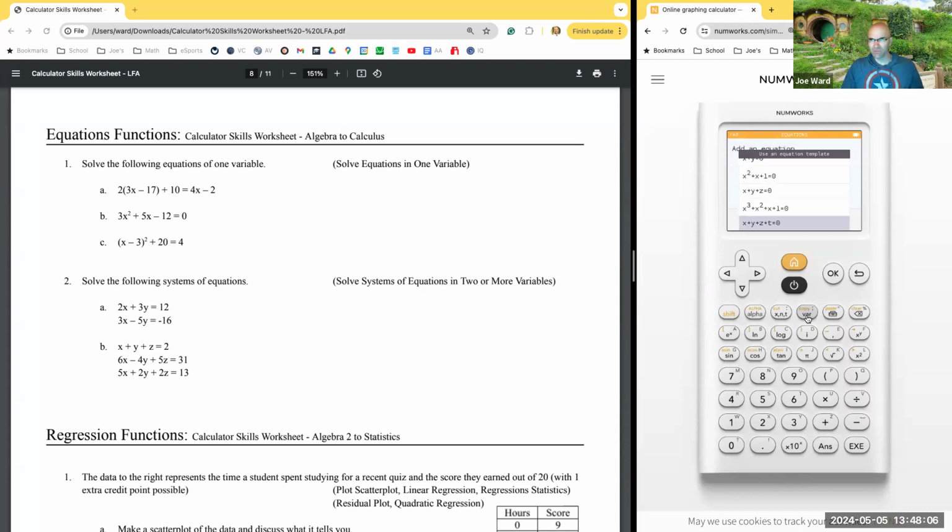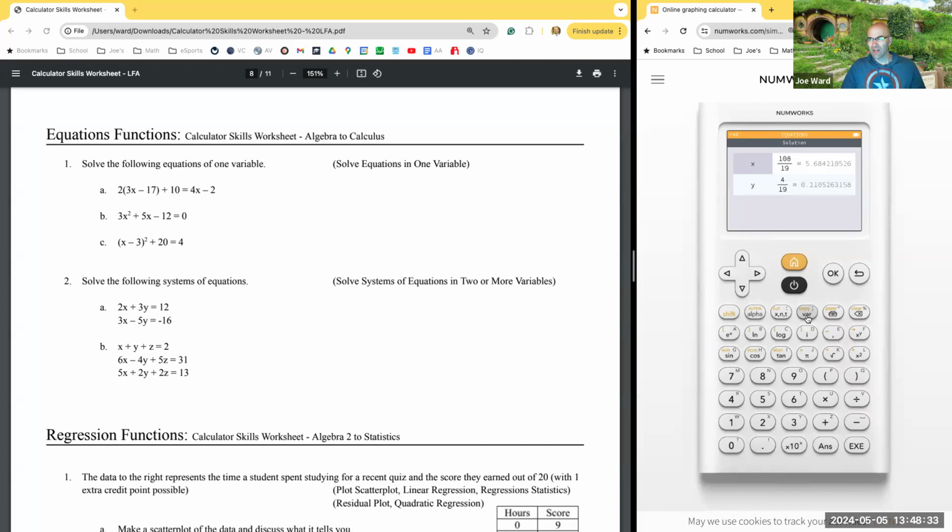So I'm going to use this template, and I'm just going to go over and change this to 2x, change it to 3y, and change it to 12. Hit enter. I'm going to add another equation. You can see it makes what looks like a system. Oops, see if I can get that to 3x minus 5y equals -16. Enter. And you go down to solve the system.